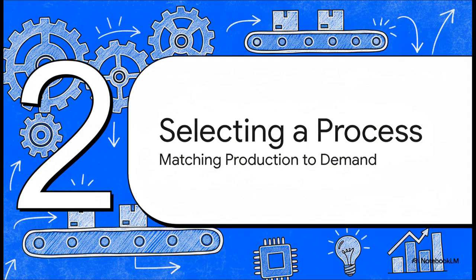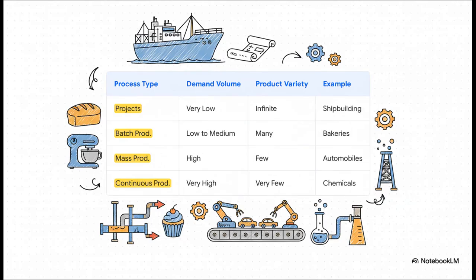Now that we have a strategy, we've got to select the right process. Think of this as choosing the perfect recipe. It's all about matching your production method to what your customers are actually asking for. This table lays out the main process types really nicely, based on volume and variety.